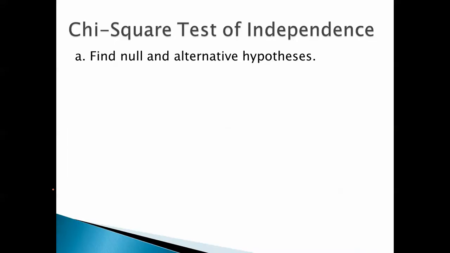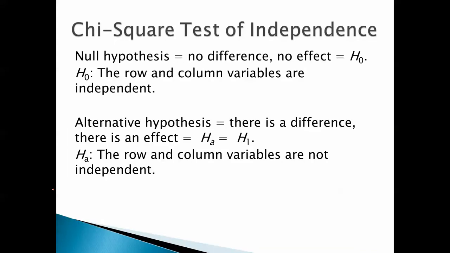Okay, find null and alternative hypotheses. The null hypothesis, as always, means no difference, no effect. The row and column variables are independent. Row has no impact on column, or vice versa. Alternative hypothesis is that there is a difference, there is an effect. The row and column variables are not independent.